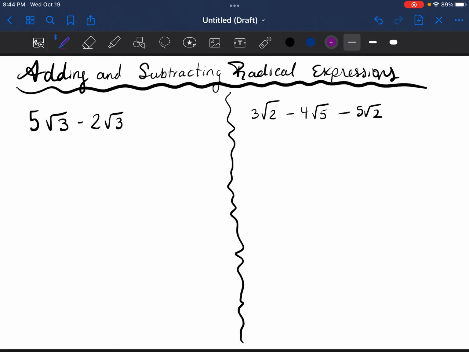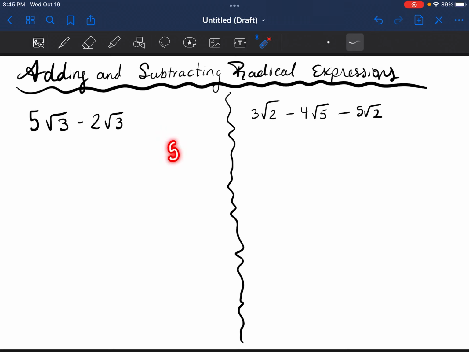In this video, we will review how to add and subtract radical expressions. So we're going to start with this one, 5 square roots of 3 minus 2 square roots of 3. And during this process, you can always come back to what you know to be true about variables.